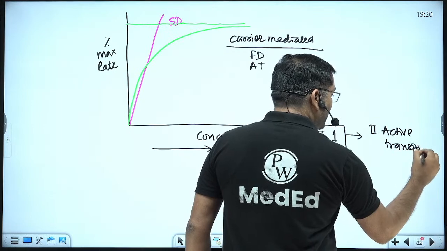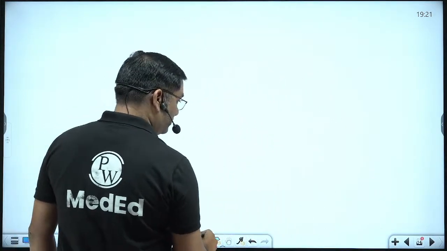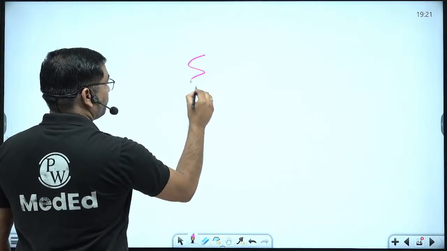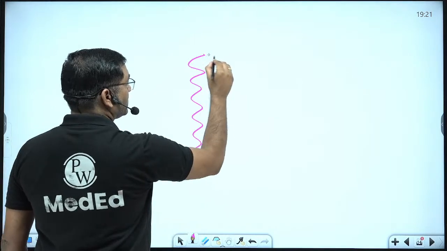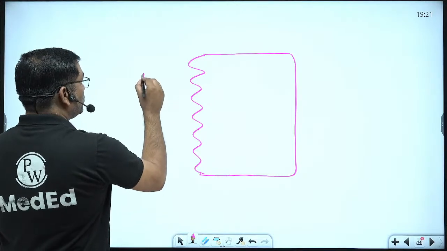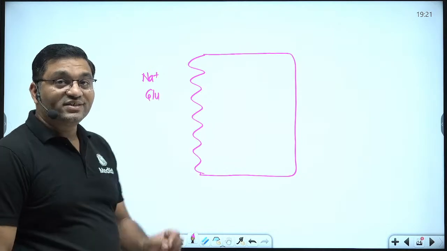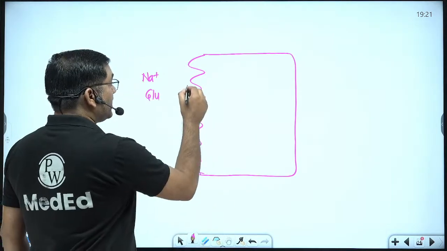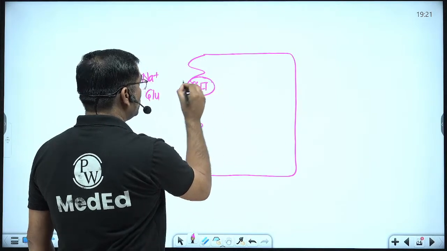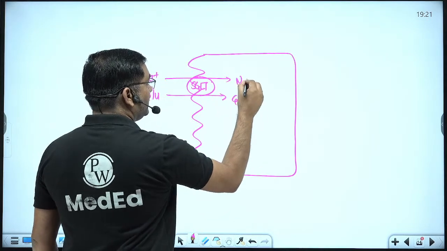So remember this diagram in the mind. Suppose this is an intestinal cell. This is the apical side. Along with the sodium, glucose, galactose and amino acids are absorbed. This is known as SGLT, the sodium dependent glucose transporter. Along with the sodium, glucose is absorbed into the intestinal cell.